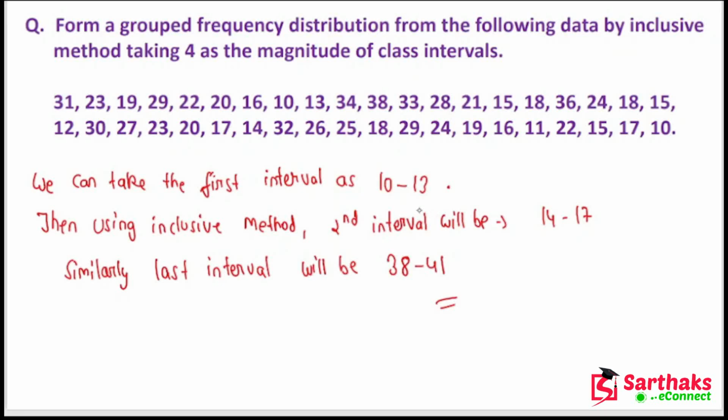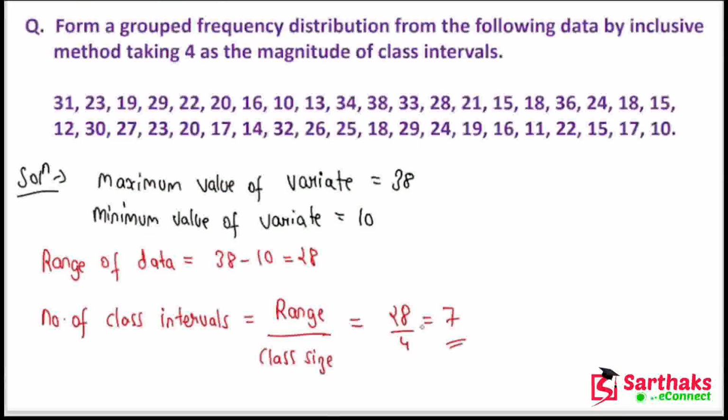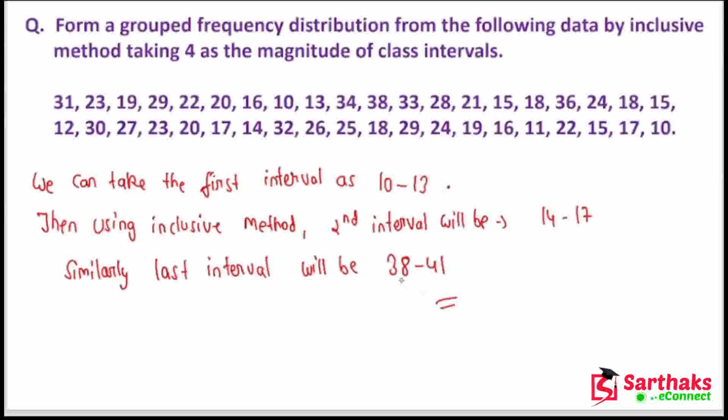intervals. If you are using the inclusive method, then always remember that the number of intervals will increase by 1. What I am telling is, since we have found out that the number of intervals should be 7, but that is for the exclusive one. If you are using the inclusive method, then this will not be the 7th one, this will be the 8th interval. Let me show you in the table.